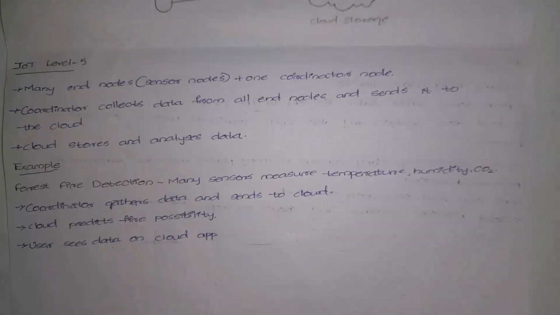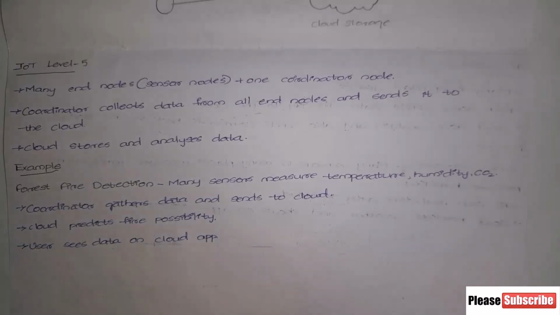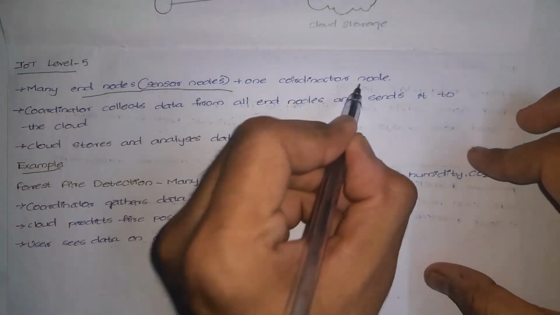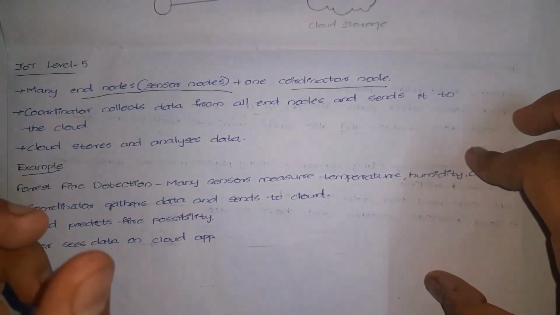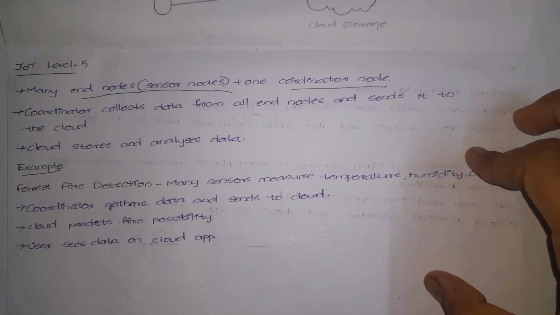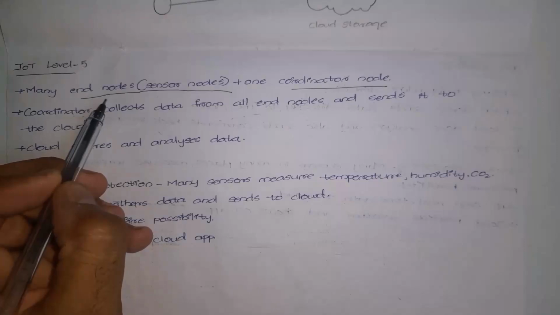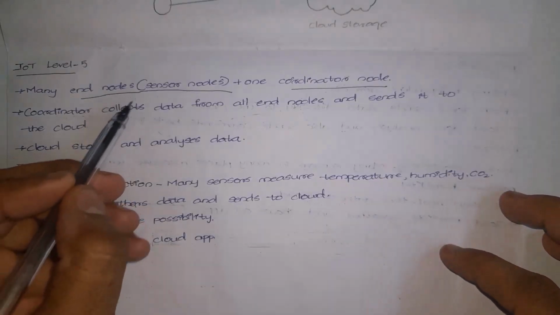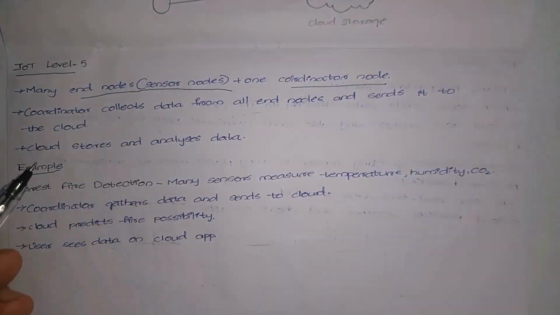Next, IoT level 5. Guys, in IoT level 5, there are so many IoT devices and we call those devices sensors. And there is one coordinator. This coordinator acts as a middle device. This middle device will collect the complete data from sensors. So same like the previous example, there are so many nodes, that is, so many sensors. These sensors will collect the data and then send data to the coordinator, where the coordinator will send data to cloud. So cloud will store the data and then cloud will do analysis.